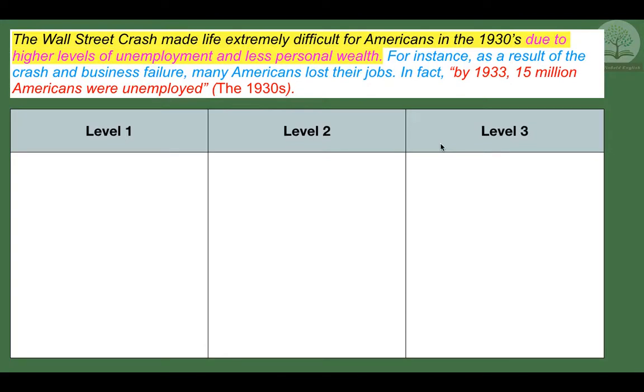The Wall Street crash made life extremely difficult for Americans in the 1930s due to high levels of unemployment and less personal wealth. For instance, as a result of the crash and business failure, many Americans lost their jobs. In fact, by 1933, 15 million Americans were unemployed. So, here we have a strong claim talking about 1930s America and how that was difficult for people because of financial problems and unemployment, and we've supported our claim with some strong evidence.